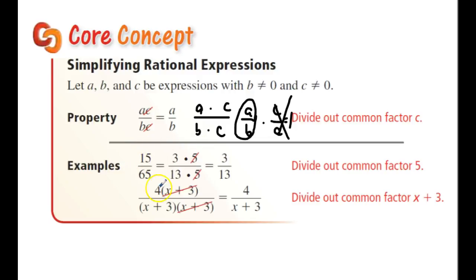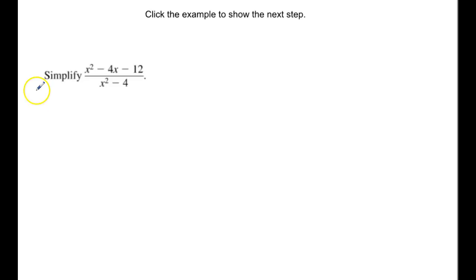We can use this when we're talking about numbers, which we've been doing in math your whole life: I can divide out the common factor. In this first example, my common factor is 5, so I end up with 3 over 13. In the second example, I have 4 times the quantity x plus 3 over the quantity x plus 3 times the quantity x plus 3, so I can get rid of that entire x plus 3. The big thing to think about when simplifying rational expressions is that if I'm adding or subtracting inside parentheses, I can't just get rid of one piece of it. I have to look at the entire thing itself. We'll see this in the next couple of examples.